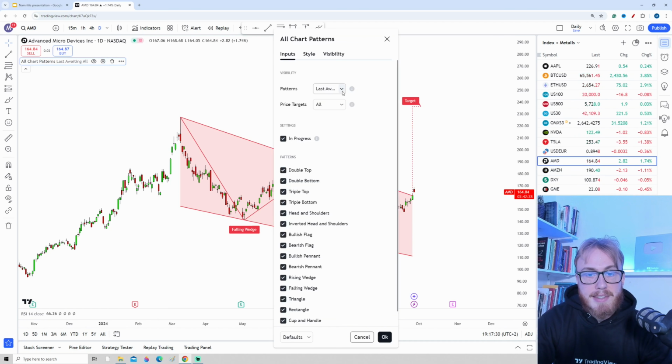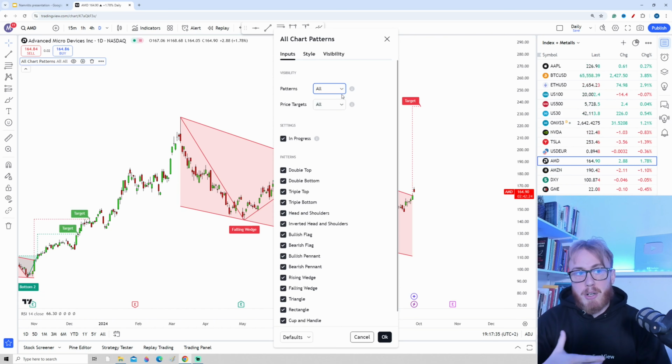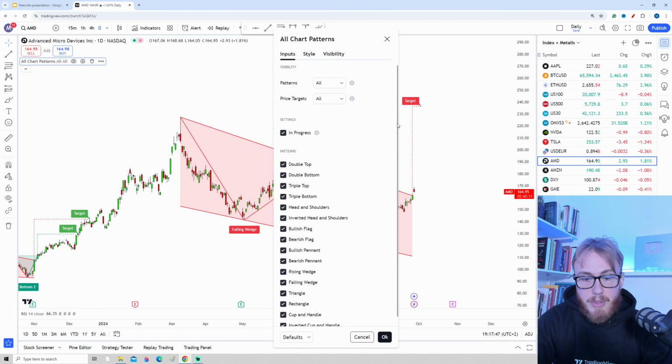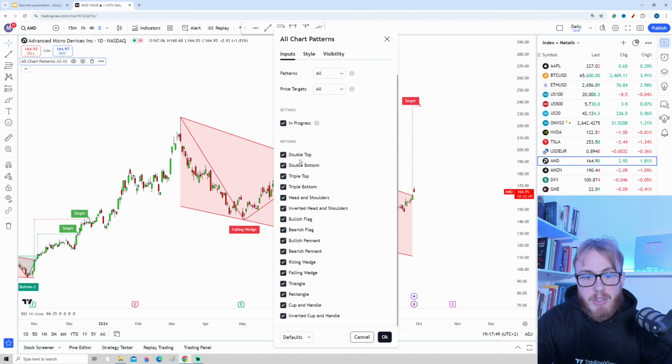And then if you press this button right here and click on all, now all the chart patterns will be displayed here on the chart. And here you can also choose to display the patterns in progress or not. I would keep this one checked. And what you can also do here is, if you only want to trade certain patterns, you can choose exactly what patterns you want to be displayed on your chart.